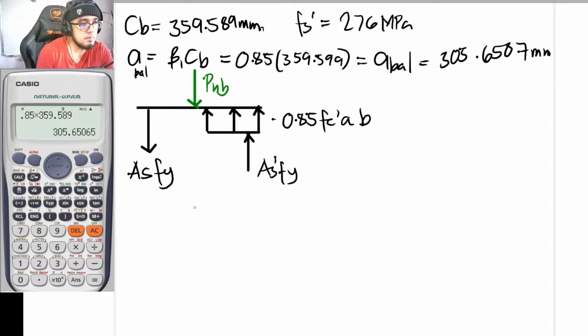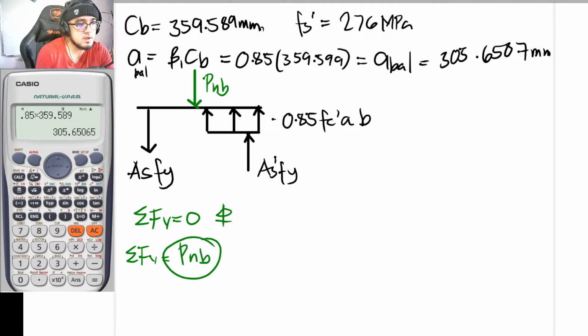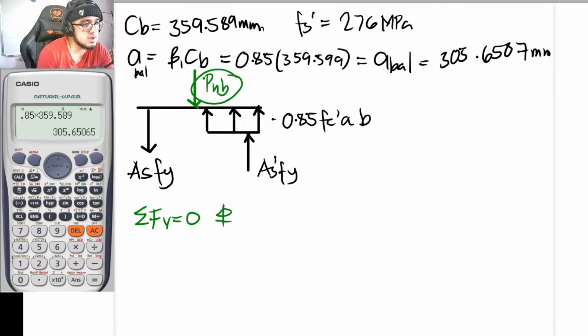So for your P and B, getting the summation of forces vertical, you can do it this way. Summation of forces vertical is equal to 0. Let's say upward positive. Or you can also say summation of forces vertical equal to P and B. But of course, if that is to be the case, the other side of the equation should not include this already. But to avoid confusion, let us just use this way.